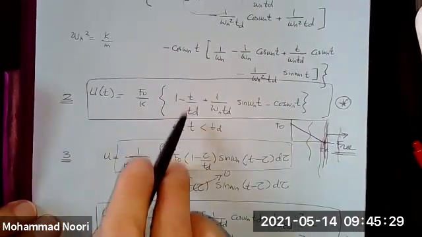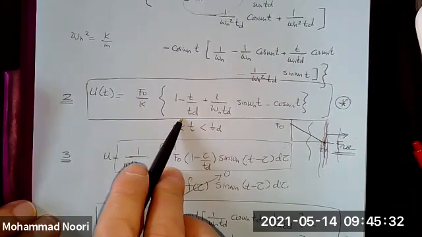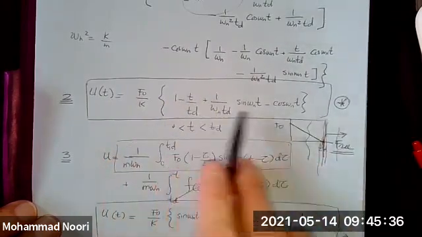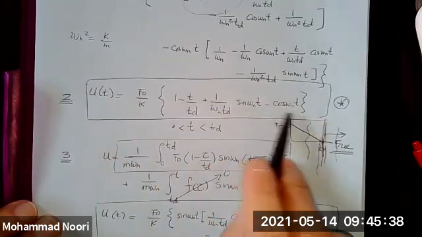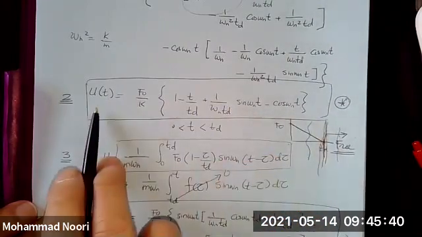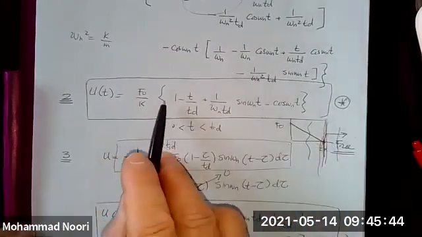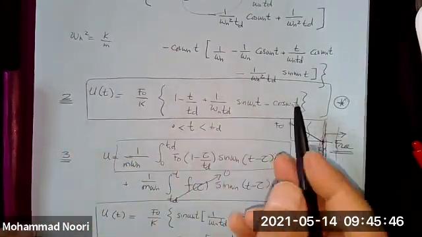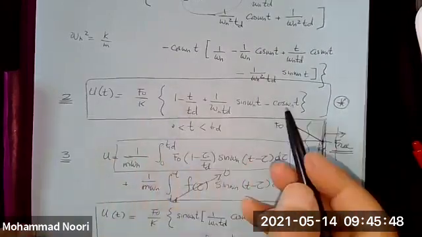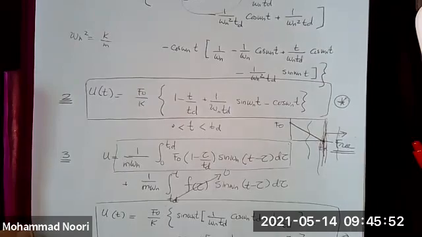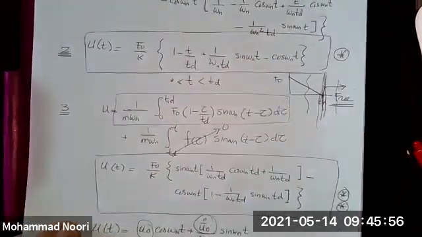Substitute here for t equal to td. This and that cancel out, and this would be cosine omega td minus cosine omega td. That'll be u at t equal to td. Then you need to take the derivative of this and set t equal to td, and that'll give you u dot naught.